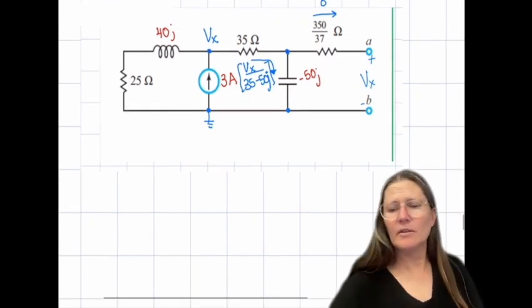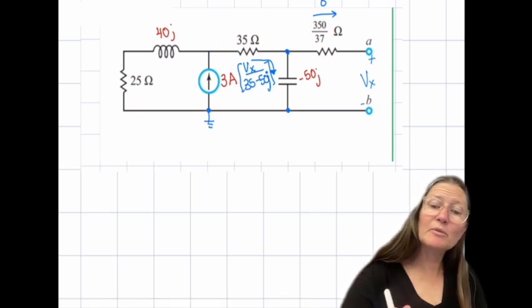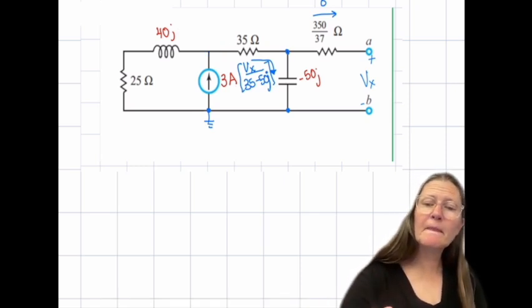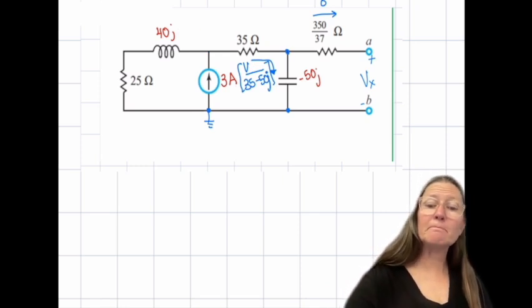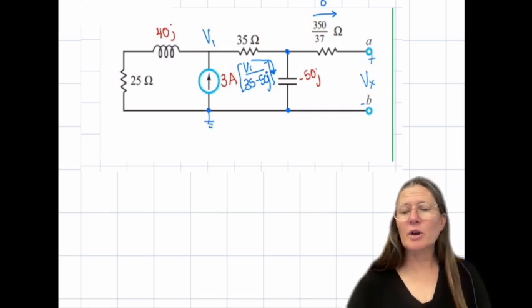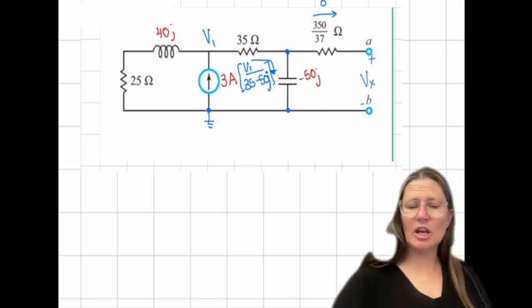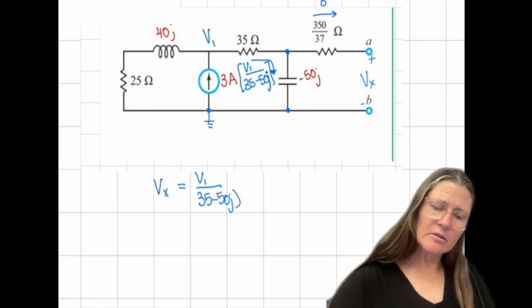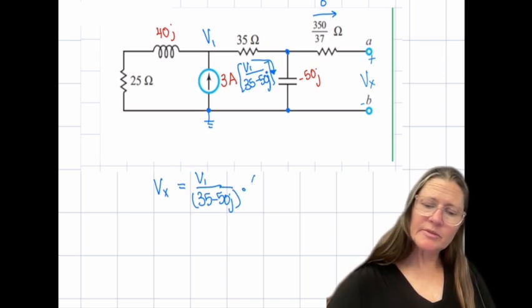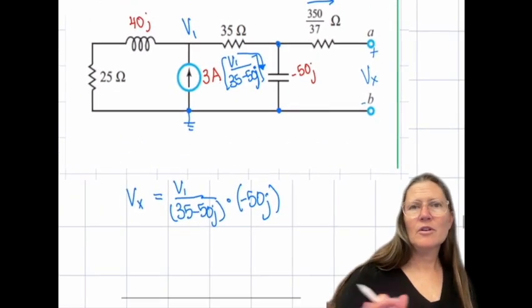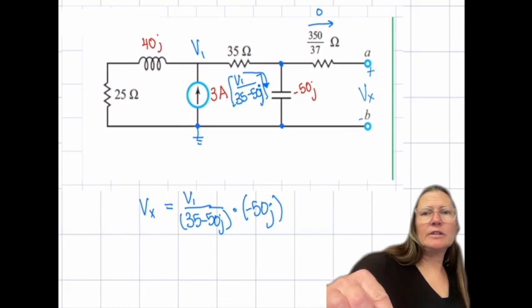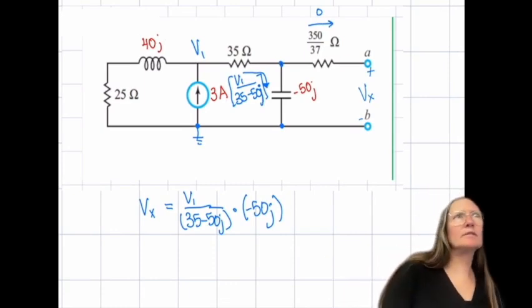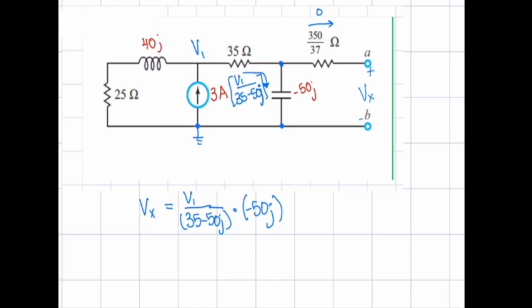And then, oh, sorry, this is both Vx. I didn't realize that. Sorry, let me call this V1. So V1 over 35 minus 50J, and then Vx is going to be that current times a negative 50J. All right, so work on solving the rest of this for Vx. Let you guys have a minute to solve for that.